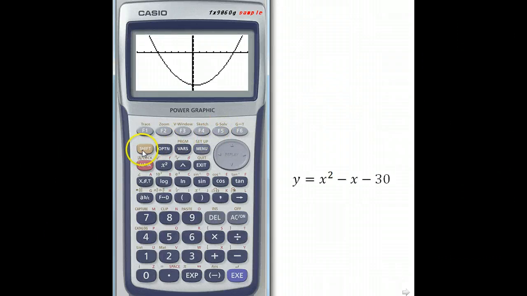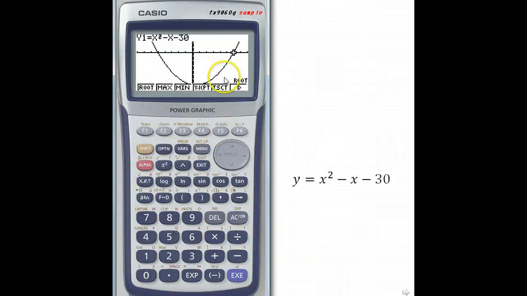So if we want to find our points of interest, again, graph solve. Over here I can find my roots. You can see my root is -5, 0, and my other root over here on the right is x equals 6.